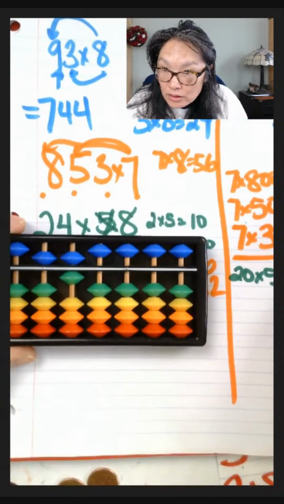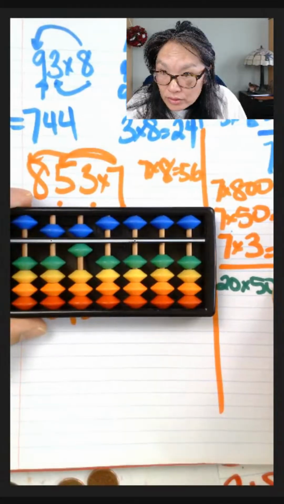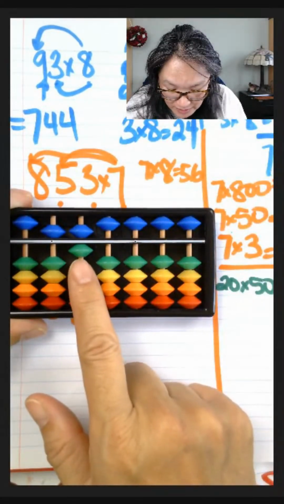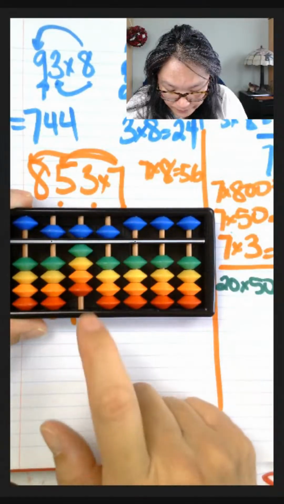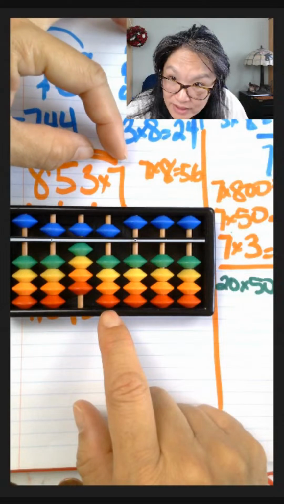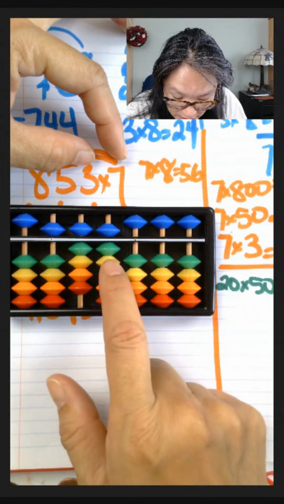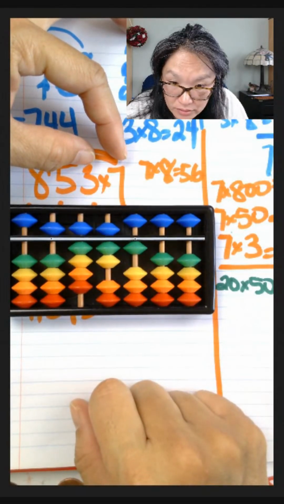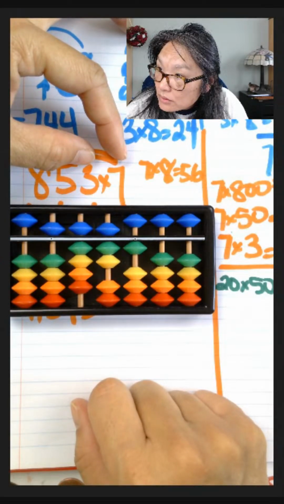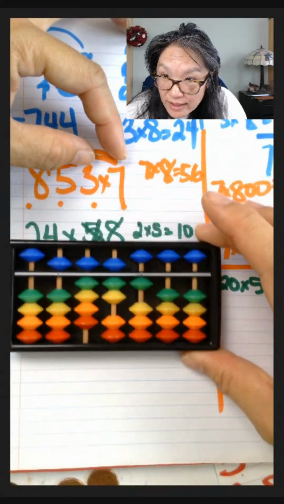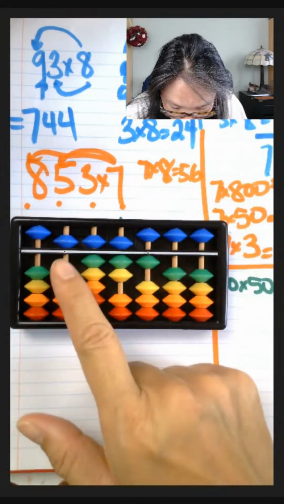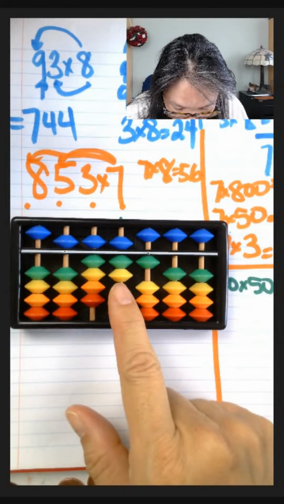Then what do we do? We do 7 times 5. 7 times 5 is 35. And then we're here. 7 times 3. 7 times 3 is 21. Make sense? So what is our answer? Where's my answer? My answer is 1971.